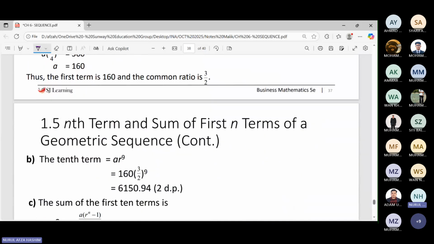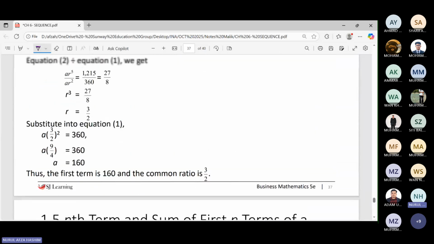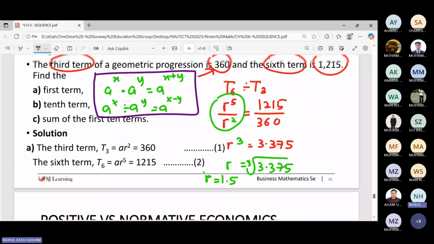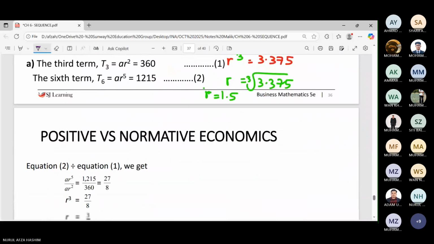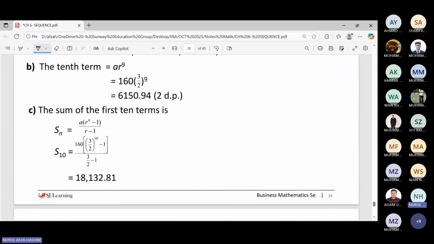Now we continue. For this one, they're asking you again for what? Oh, the B and C. Once you have your N, you have already your A, you can find the T10 and the S10 using the formula. So that's why your T10 is A R power of 9. Then S10, use this formula. Then you get the value.